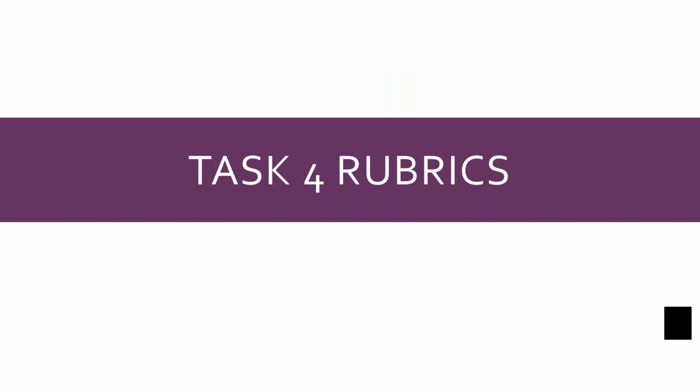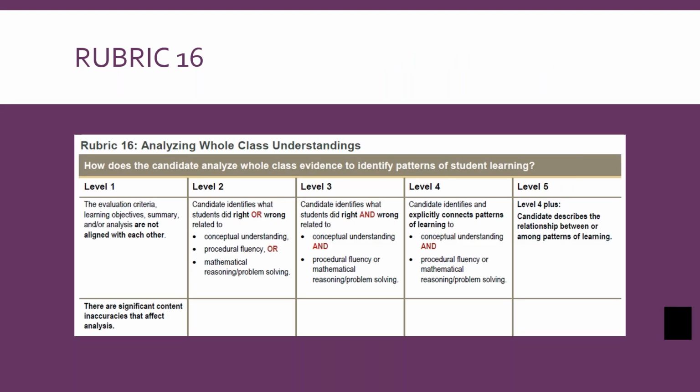I also want to show you the Task 4 rubrics. These are the rubrics that are used by the Pearson EdTPA scorers to evaluate the quality of your work in Task 4. So rubric 16: they will be measuring your effectiveness analyzing whole class understandings. Remember, this comes from your analysis of the original formative assessment from the 3 to 5 lessons of the learning segment.